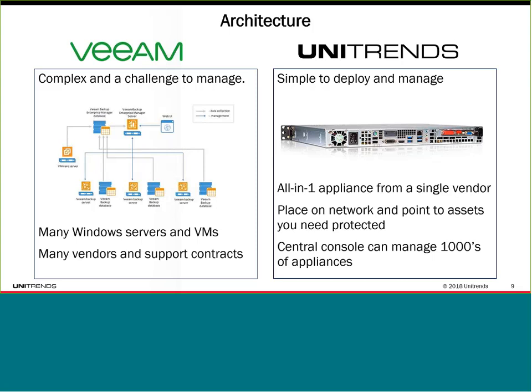Unitrends, on the other hand, is an all-in-one backup and DR solution. Very simple to deploy as well, either as an all-in-one physical appliance or a virtual appliance in VMware, Hyper-V, Xen, or AHV. And in terms of larger scale environments, one central console can manage thousands of appliances. So if you have a larger scale environment or you're an MSP managing different customers or clients, Unitrends can be a great option to help you manage all of those different sites. And so Unitrends certainly wins out when it comes to the ease of use of the architecture here.